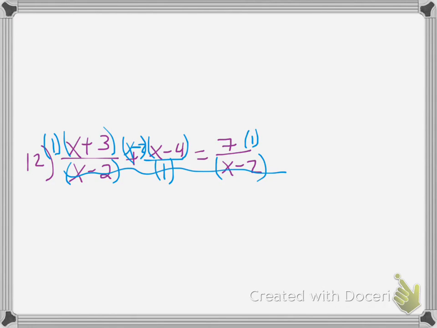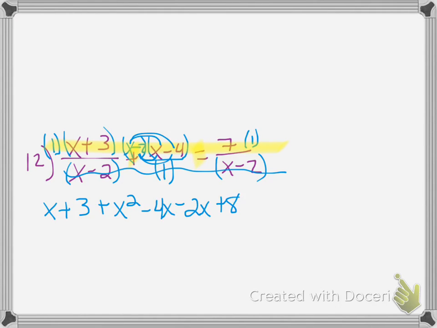And then again, we're just going to focus on the numerators, right? Because that's how we solve. We don't need the denominators. So I have x plus 3, and then plus x times x, x squared. Negative 4x, negative 2x, positive 8 equals 7.